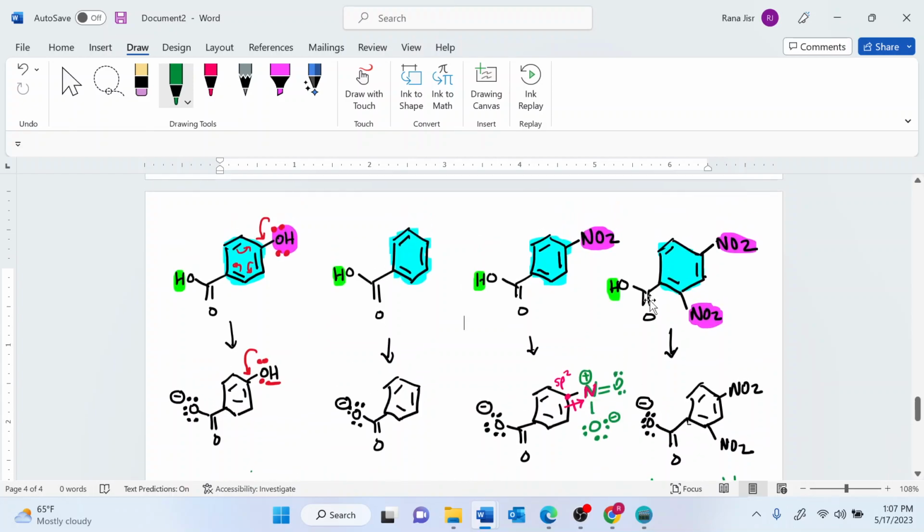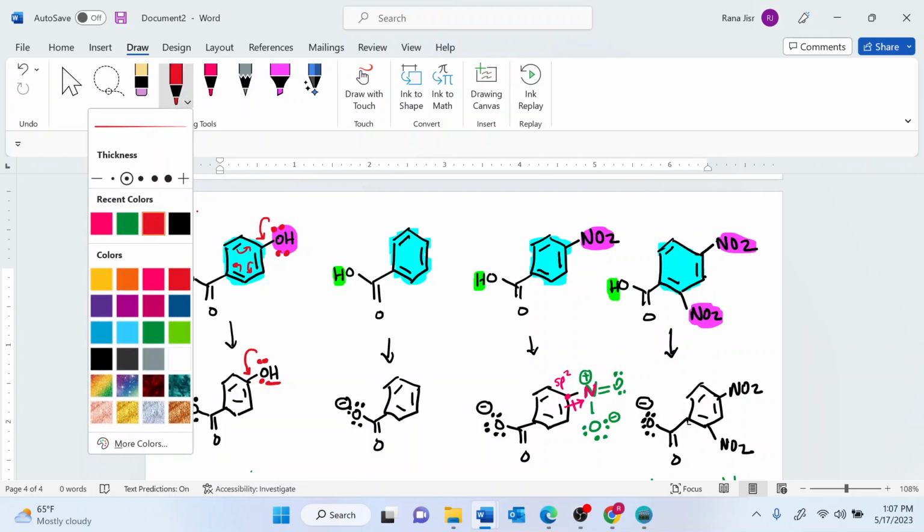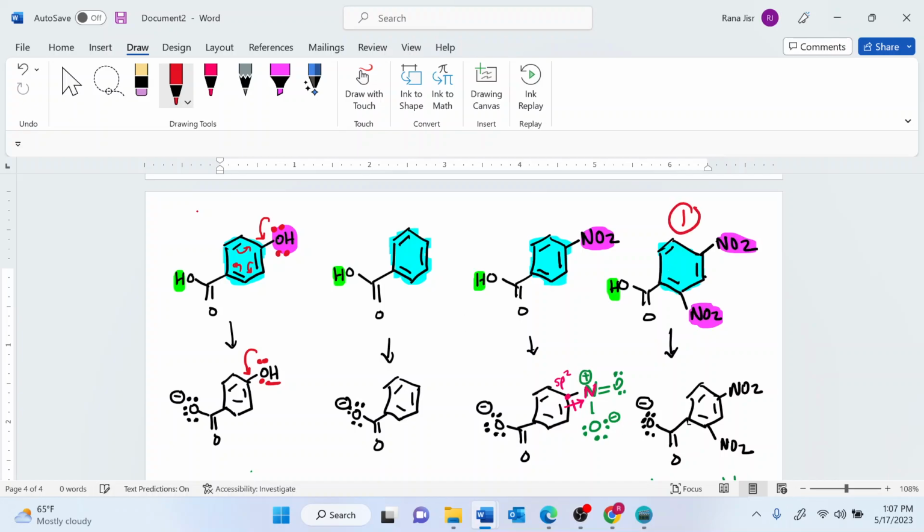So if I want to arrange the acidity in decreasing order, with the most acidic first, then definitely this is going to be the most acidic structure, and then this is going to be the second most acidic. Electron donating groups decrease the acidity, so this is expected to be the least acidic because its conjugate base is not stable. So this is going to be more acidic, and this group is going to be the least acidic.